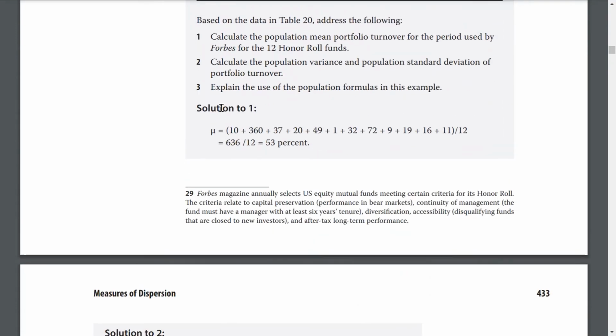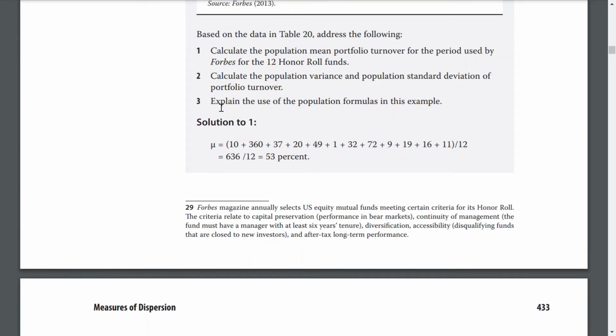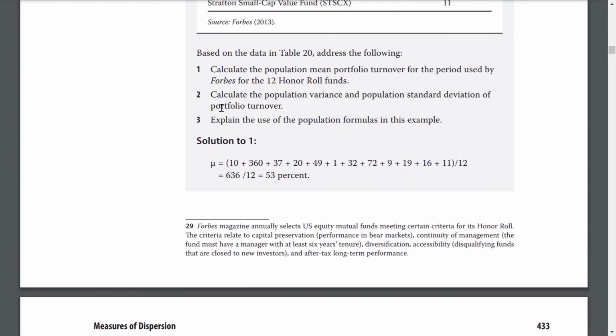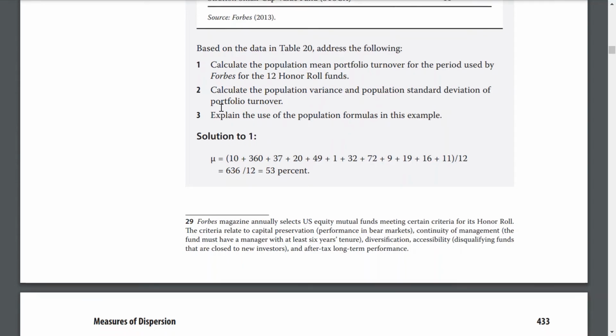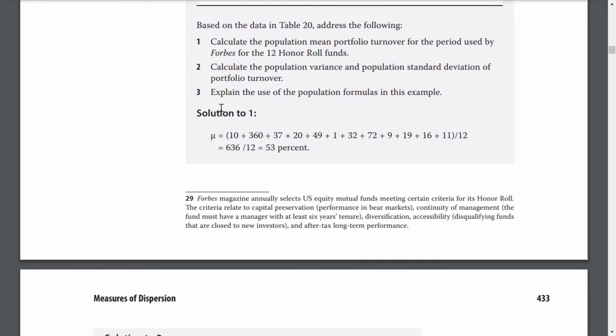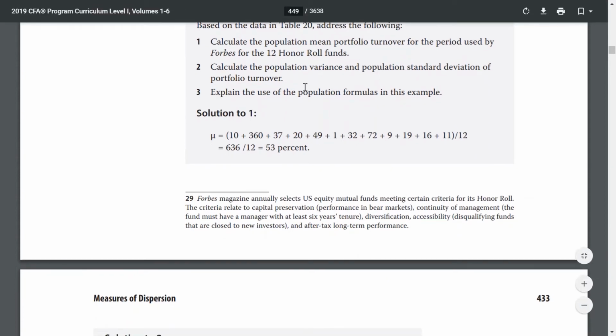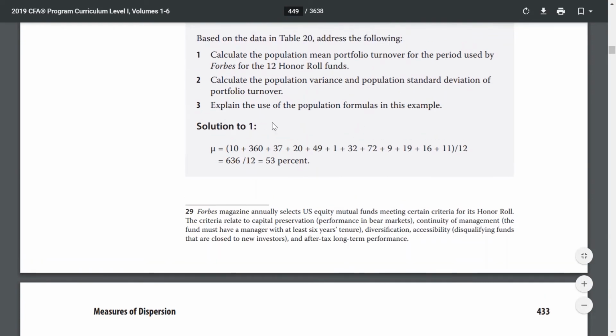Based on the data in Table 12, address the following. Calculate the population mean portfolio turnover used by Forbes for the 12 honor roll funds. Calculate the population variance. So if you have the variance and you have the mean, you literally just plug it into the formula.